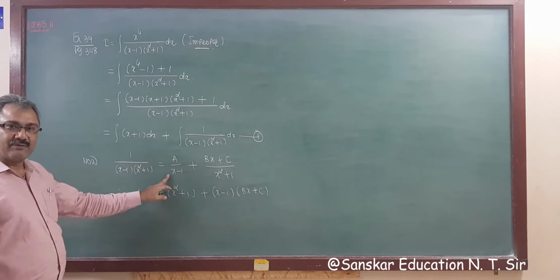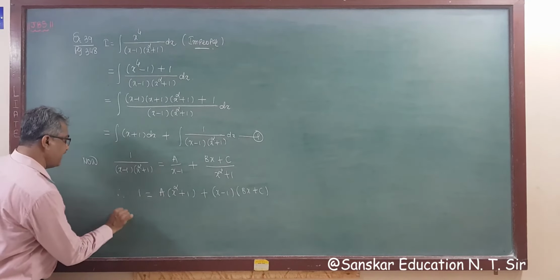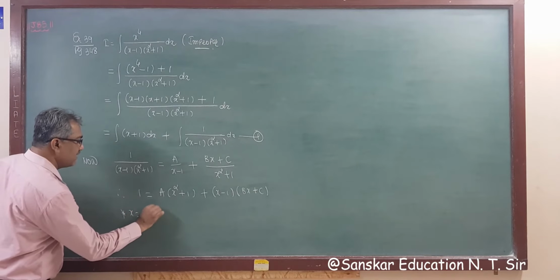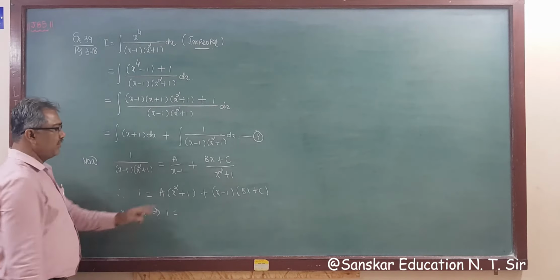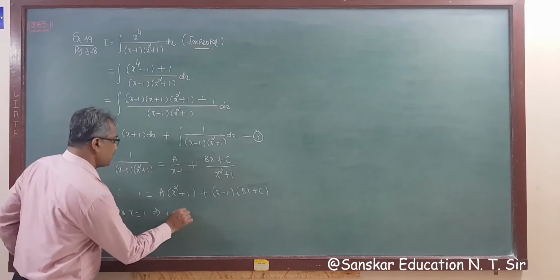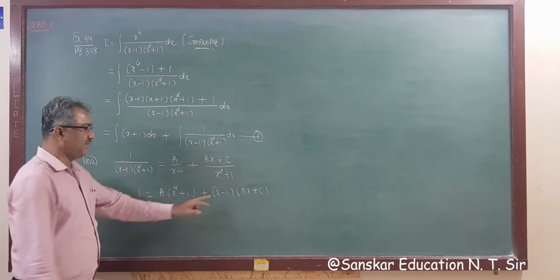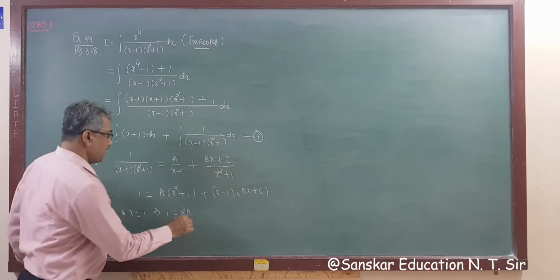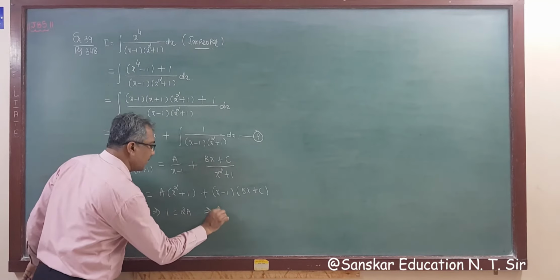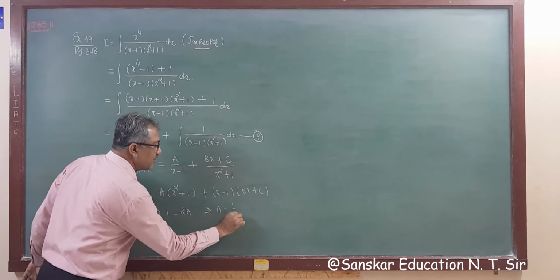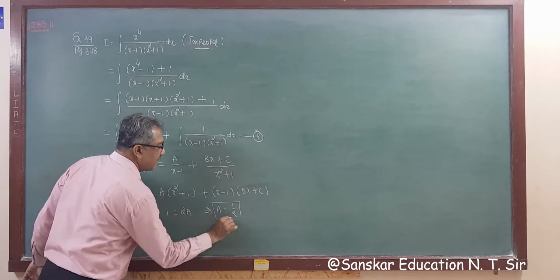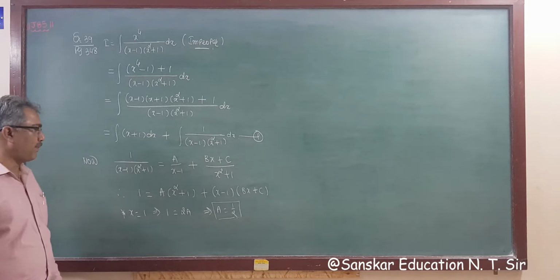Taking value x is equal to 1. So if we take x is equal to 1, this implies 1 is equal to, so 1 plus 1, 2, so this is twice A, and x minus 1 means 0, so everything else is 0. That means A is equal to 1 upon 2. So we get the value of A is 1 upon 2.